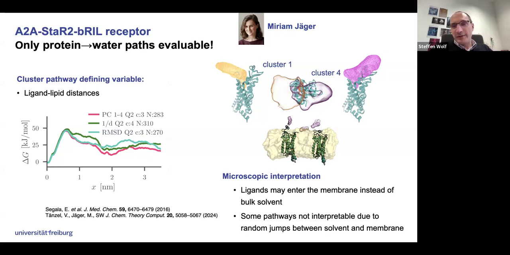For example, when we just recently took a look at a G protein coupled receptor in the unbinding of a ligand, we found that the pathways are defined by ligands either going straight out of a binding site, in this case that would be this cluster 4, or going through some place where the ligand is going into the membrane, where we could not resolve any free energy anymore.